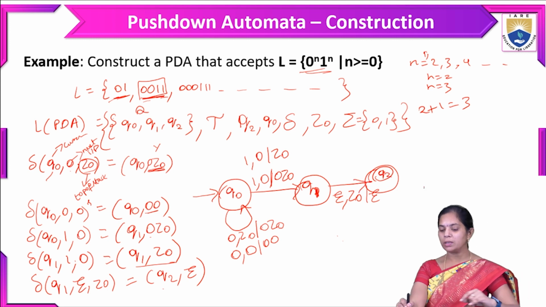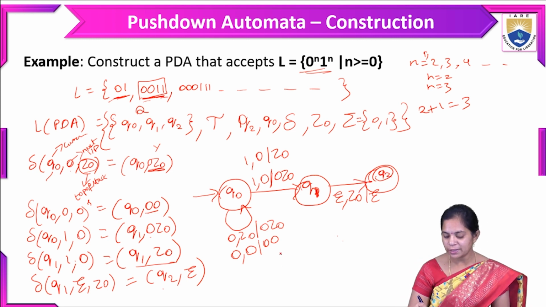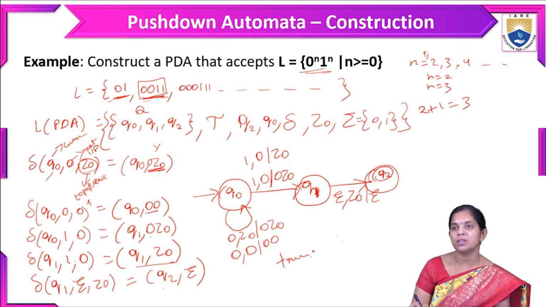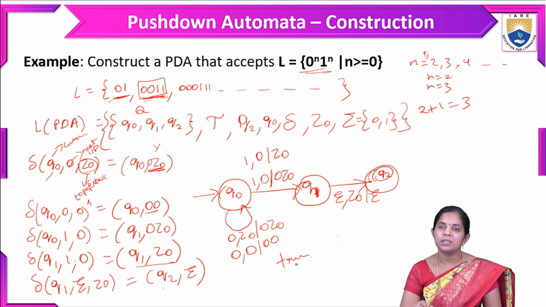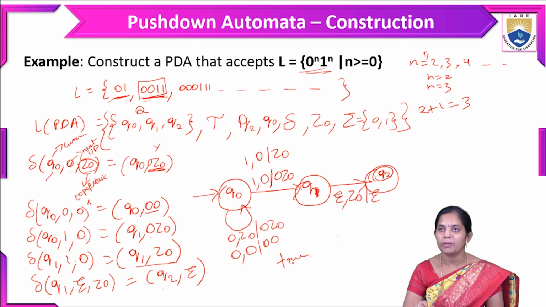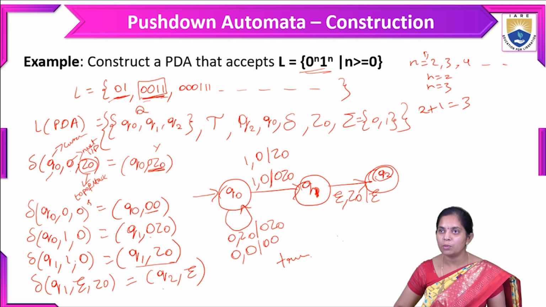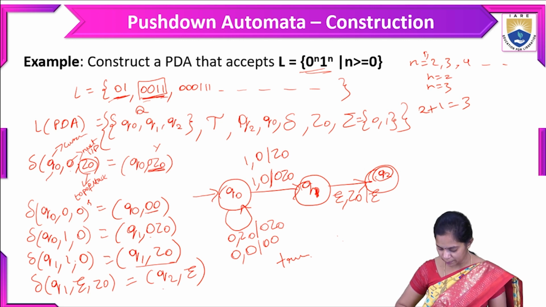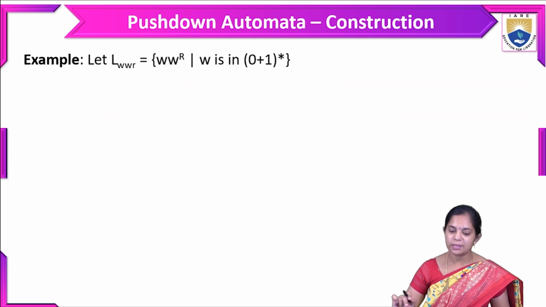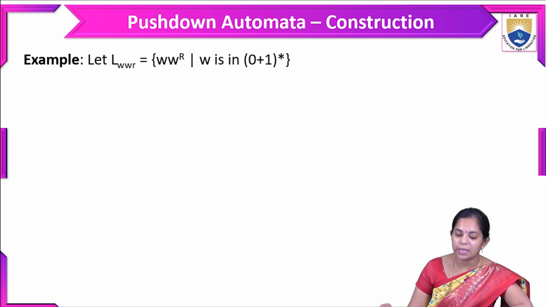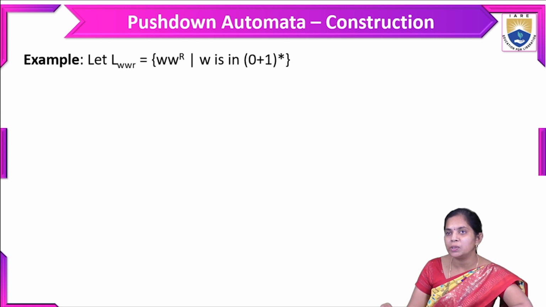So this is about the transition diagram for the language 0 power n and 1 power n. This is how we have to construct a pushdown automata for the given language 0 power n and 1 power n. And next example, here we are taking the WW reverse.